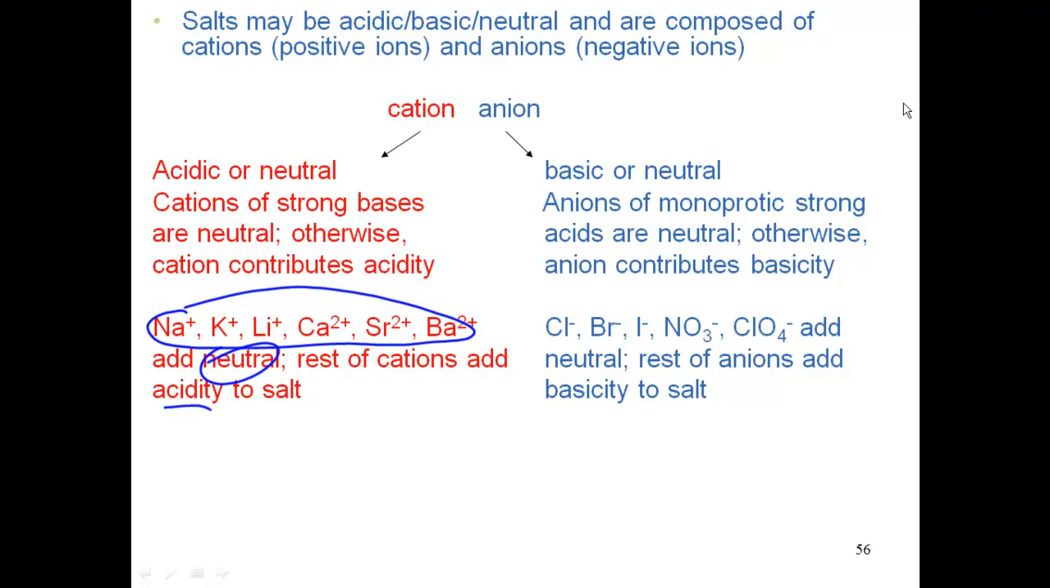Chloride, bromide, iodide, nitrate, perchlorate. Any one of these, I know it's neutral. Any of the rest of the anions, it's adding basicity to it. So I'm just looking at the cation and anion and looking at it as a whole to see what's going to happen.